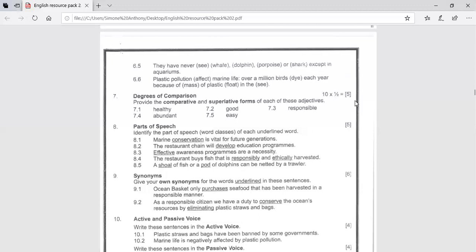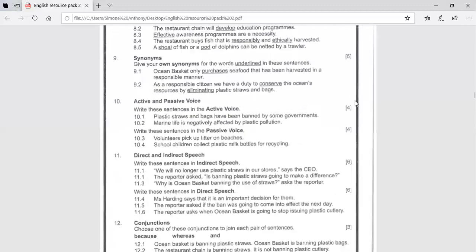8.5, a shoal of fish or a pod of dolphins can be netted by a trawler. That is collective nouns, so collection of these species. If we look at question number 9, it focuses on synonyms. Give your own synonyms for the words underlined in these sentences.